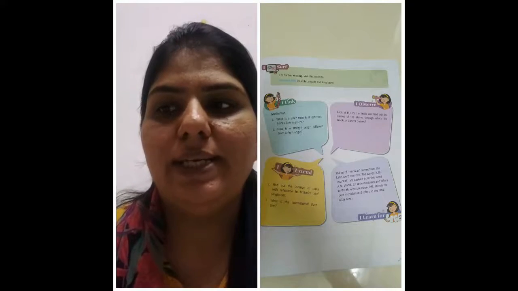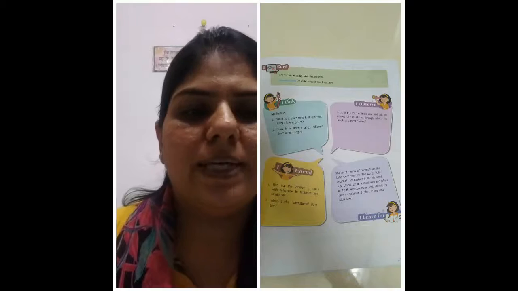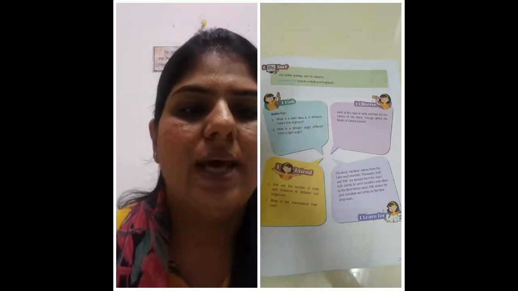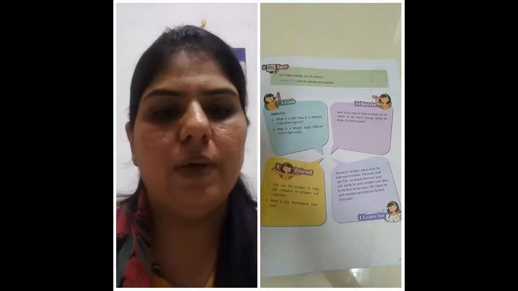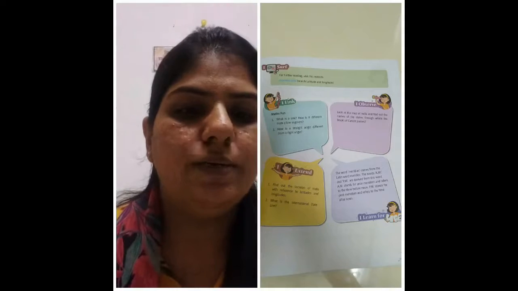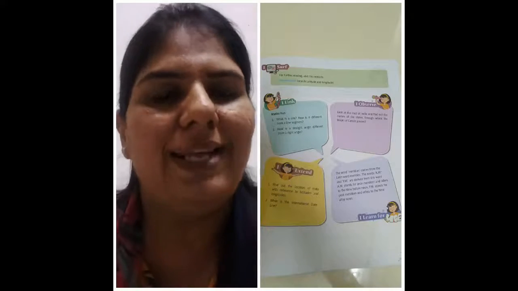Second question: what is the International Date Line? The International Date Line, or the line of demarcation, is an imaginary line on Earth's surface that runs from the North Pole to the South Pole. It defines the change from one calendar day to the next. So here we have completed latitudes and longitudes.